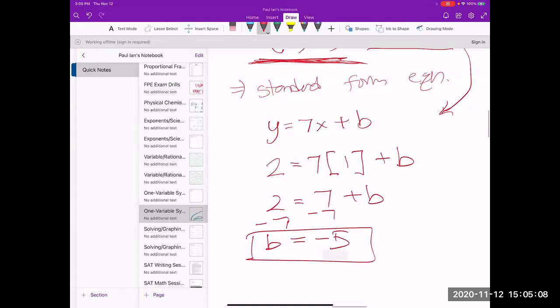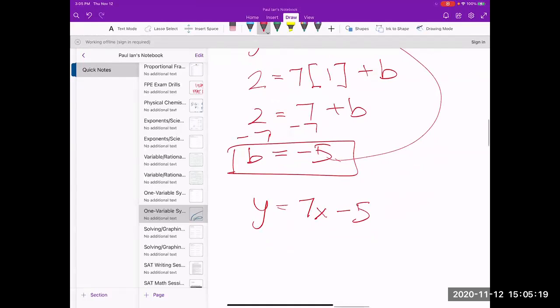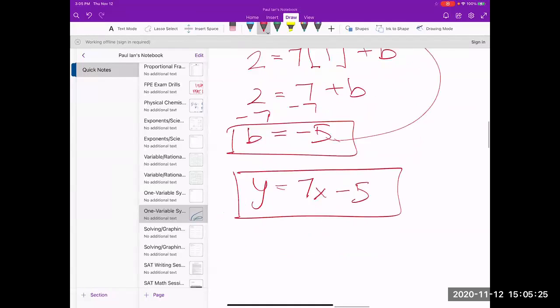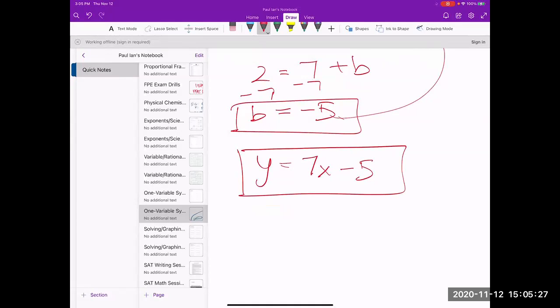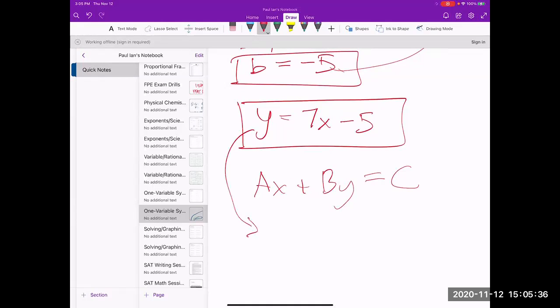Okay, so now we got negative 5 for b. We got b and we got m. So we can just plug it back in here to get our slope-intercept form, yeah? Yeah. So minus 5. So that's our slope-intercept equation. And the question here is asking, what is the standard form? So we have to convert this to the standard form. Standard form being like ax plus by equals c, right? Something like that. So how would you get that? What would you do? So how would you get x and y on one side?